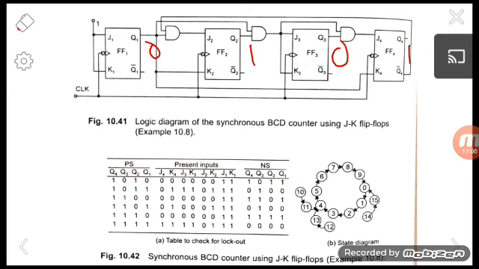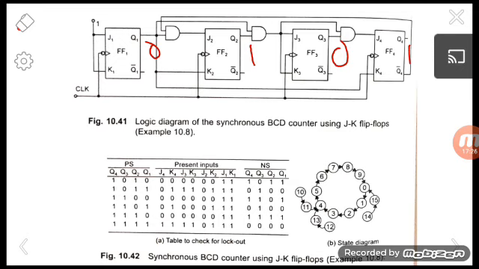Next, in the next condition we consider 1, 0, 1, 1 as the present state, and as in the previous case we obtain the next state as 0, 1, 0, 0. 0, 1, 0, 0 is a valid state for a mod 10 counter. That is, 0, 1, 0, 0 denotes 4. So 4 is a valid state here.